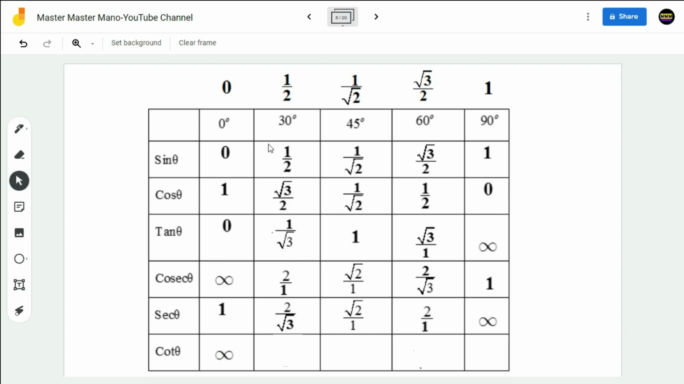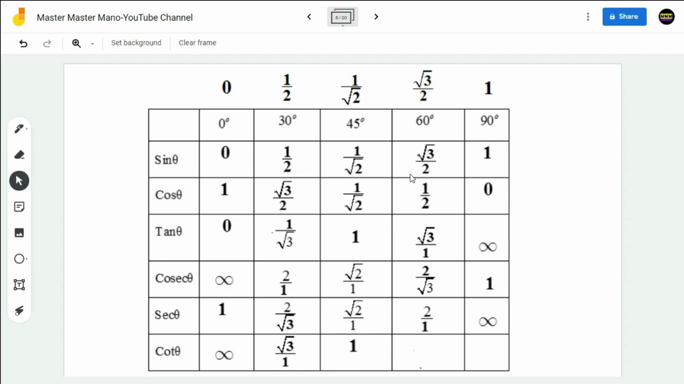For cot 30 degree, we have to write the reciprocal value of tan 30 degree. That is, when 1 by root 3 is written in reciprocal, it will be root 3 by 1. For cot 45 degree, we have to write the reciprocal value of tan 45 degree. That is, when 1 is written in reciprocal, it will be 1 only.